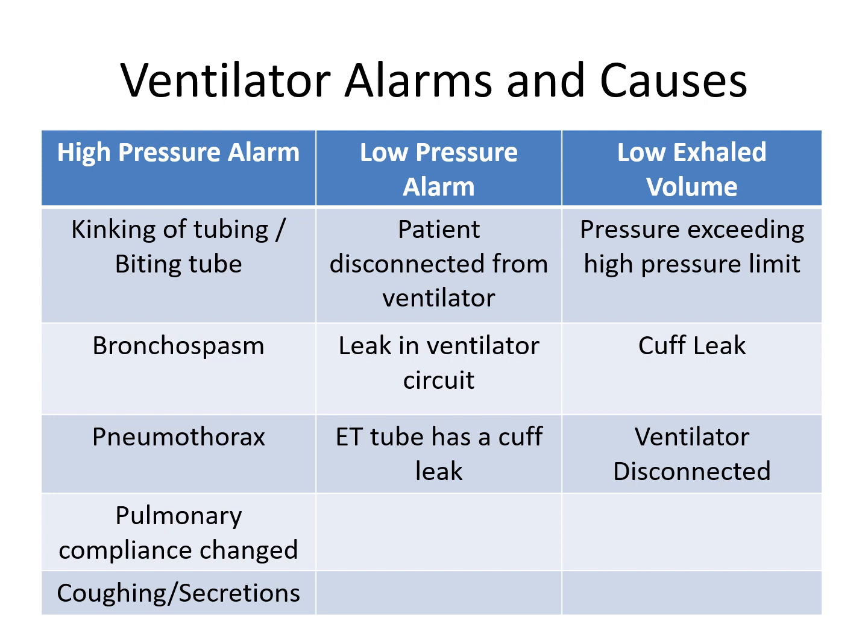So if you have a high pressure alarm, find out if the patient's biting down, if they have a pneumo, if maybe they are going into ARDS, or if they need to be suctioned. And for a low pressure alarm, look for a disconnect. The same thing for a low exhale volume alarm. So just find out if there's any kind of disconnect or a cuff leak.